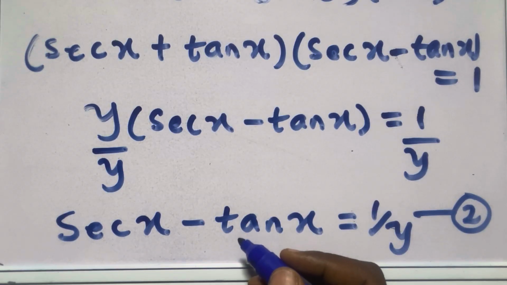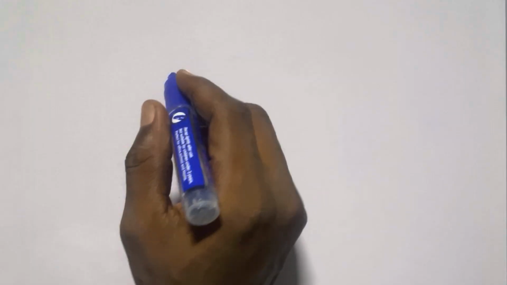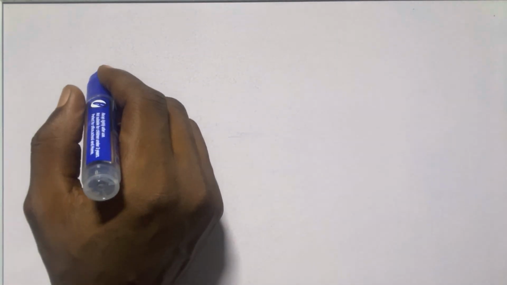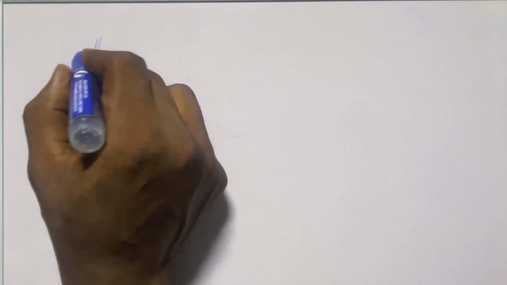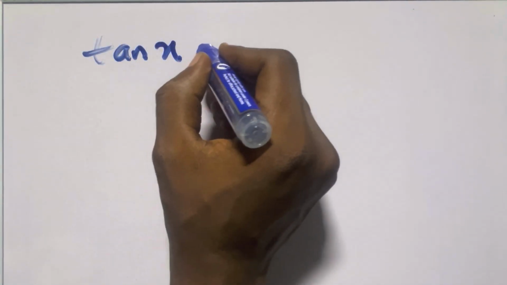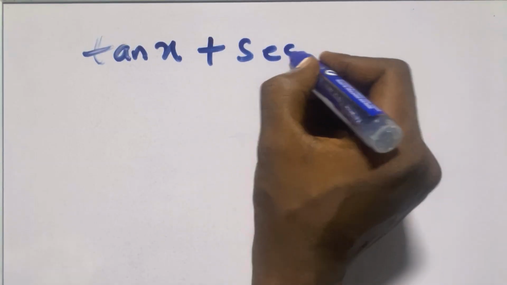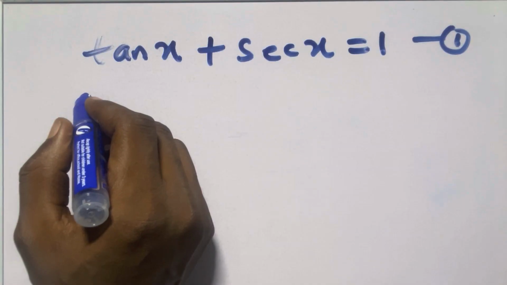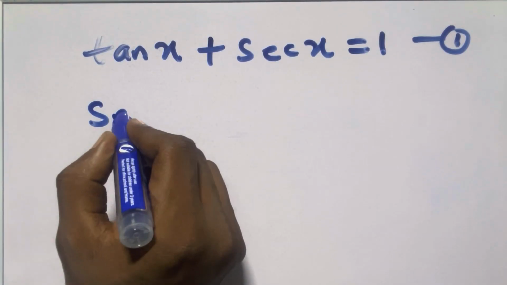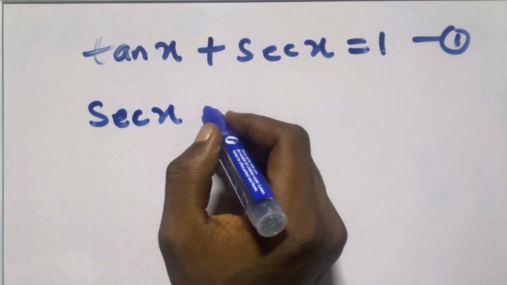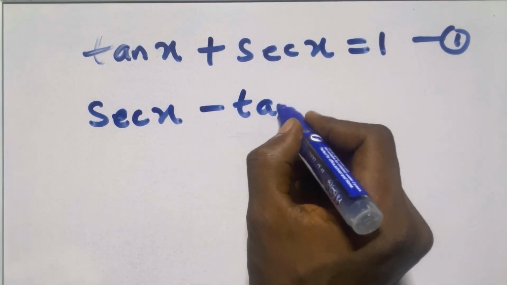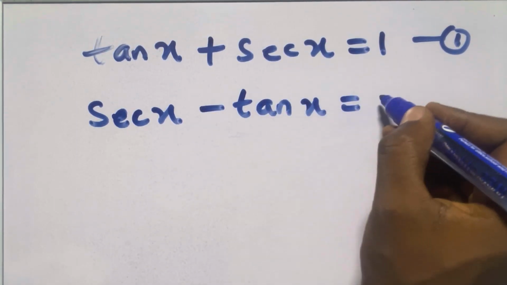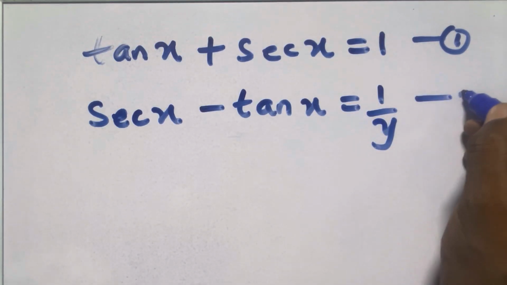I hope you are following. Let me know in the comment section. What we will do next is add equation 1 and equation 2. Remember our equation 1 is tan x plus sec x equals y, and our equation 2 is sec x minus tan x equals 1 divided by y.